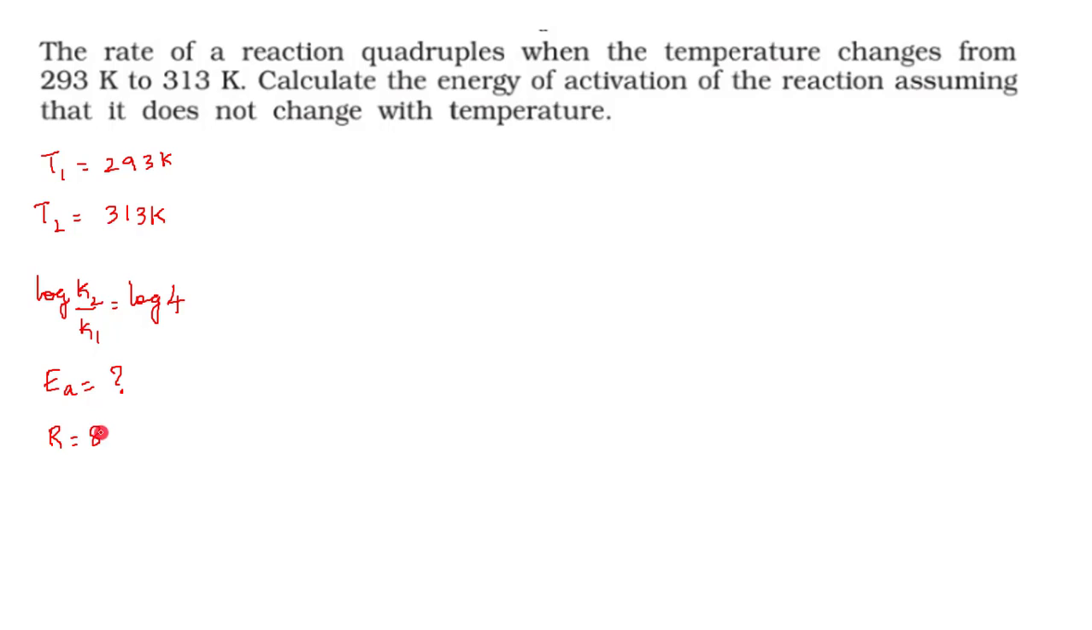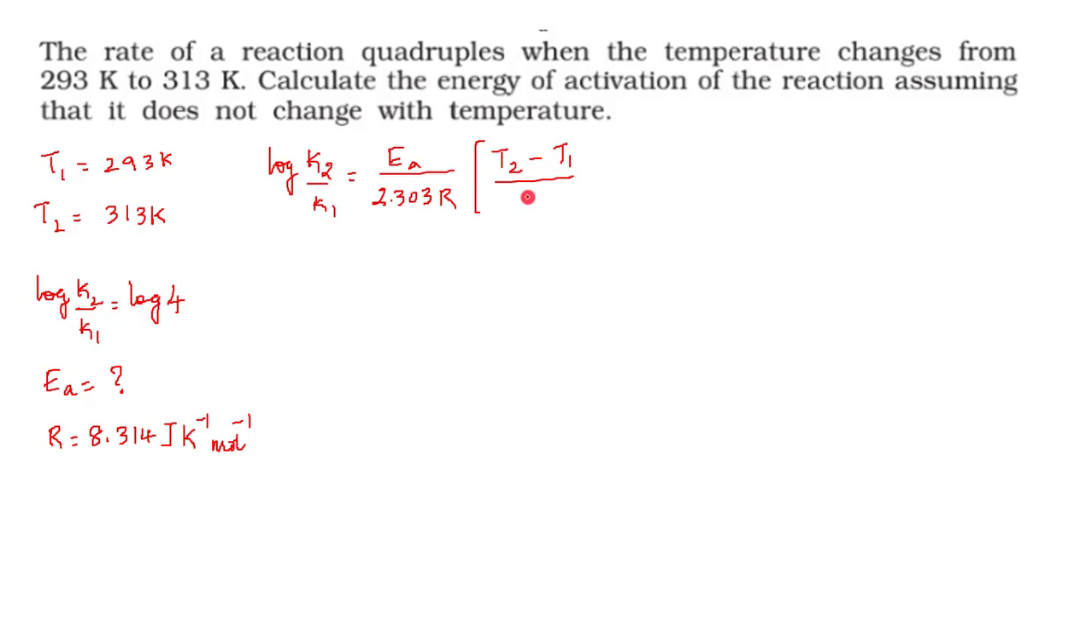The R value, as we know, is 8.314 joule per Kelvin per mole. So again, write the correct formula: log of K2 by K1 is equal to Ea by 2.303 R into (T2 minus T1) divided by T1 T2. So what is log of K2 by K1 given? Log of 4.